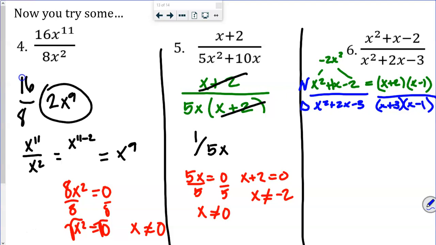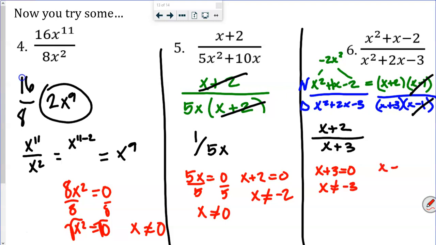So noticing again that we have the same factor in the numerator and the denominator, that x minus 1. So it's going to cross out and we're going to be left with x plus 2 over x plus 3. Now recall again that we have to set those factors of that denominator equal to 0. So we have to say x plus 3 equals 0. So x cannot equal negative 3. And x minus 1 equals 0. So x cannot equal positive 1.